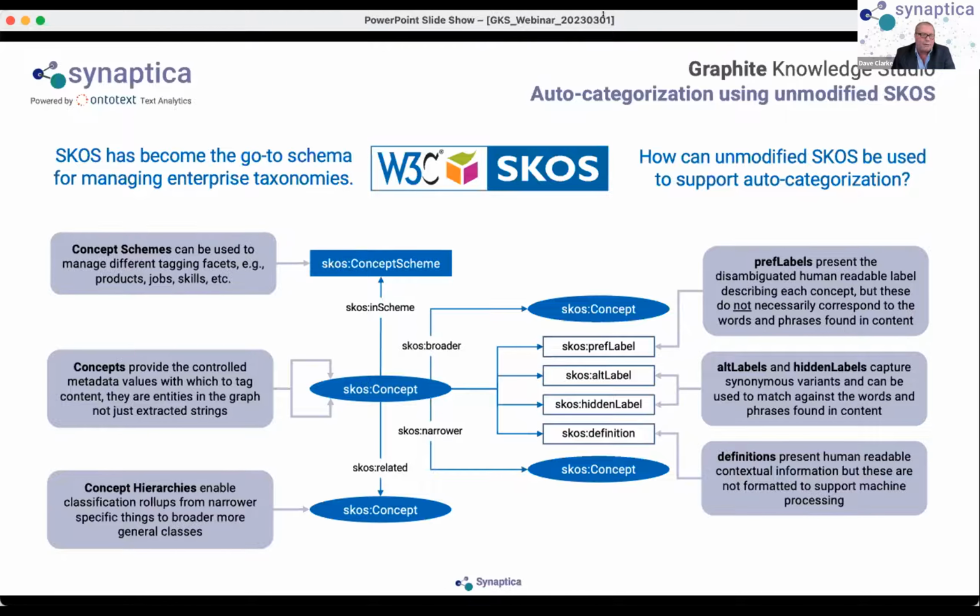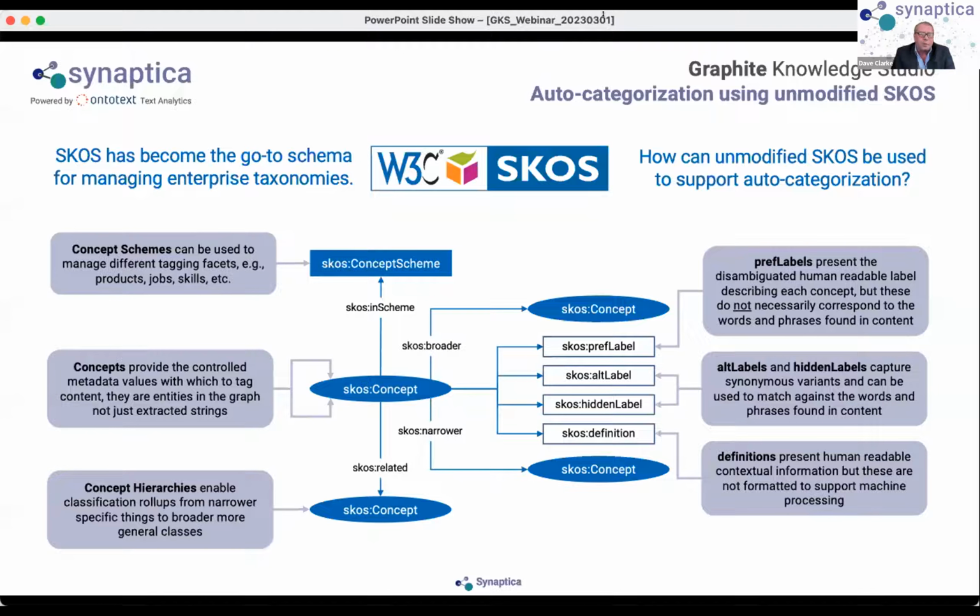SKOS also provides hierarchies, and those hierarchies are very important because they can enable you to do classification-based roll-up. Simple example, I've tagged a document to apples, pears, and bananas. The hierarchy tells me they're generally about fruit. I might want to roll up and classify a document about fruit based on the evidence of more specific things. So a simple thing in SKOS allows you to do these kinds of classification roll-ups.